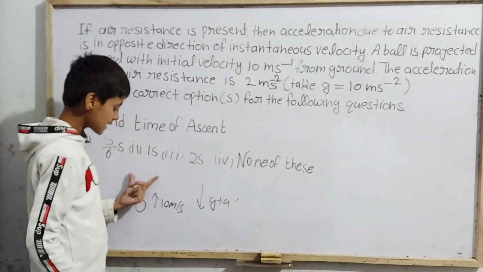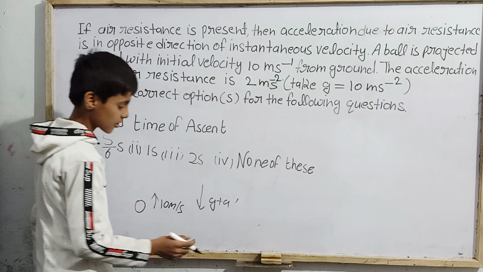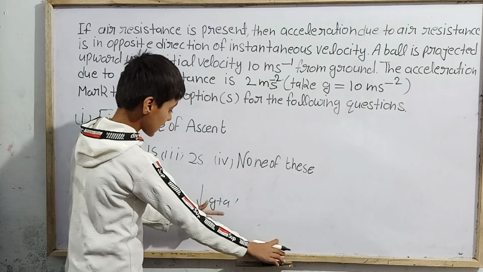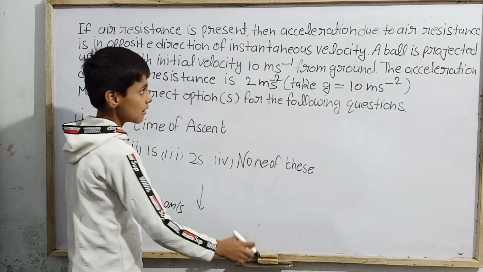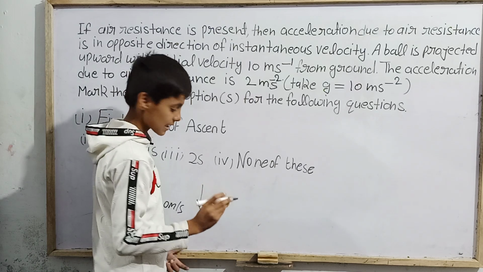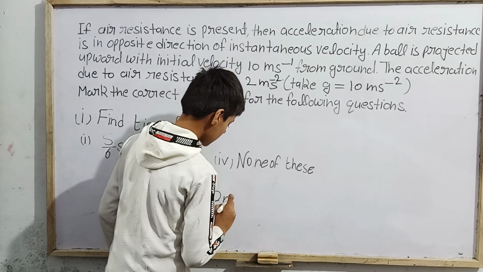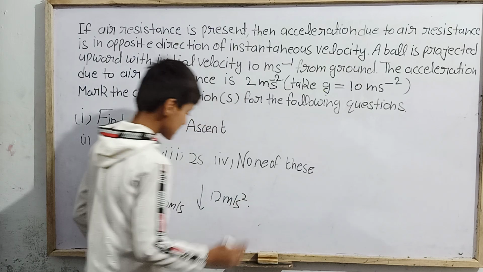Now, what is given? That it is thrown vertically upwards. Let me write directly: g is 10 meters per second square, a dash is 2 meters per second square, then their sum will be 12 meters per second square.